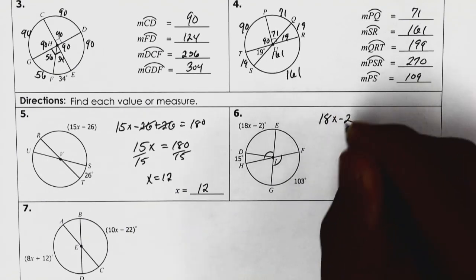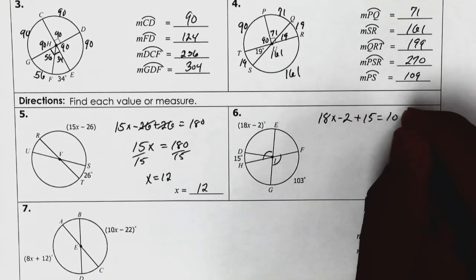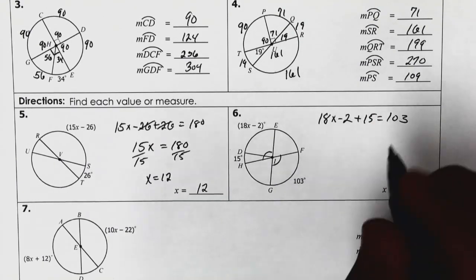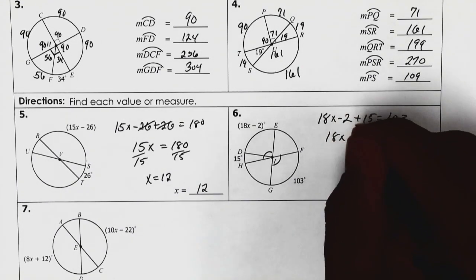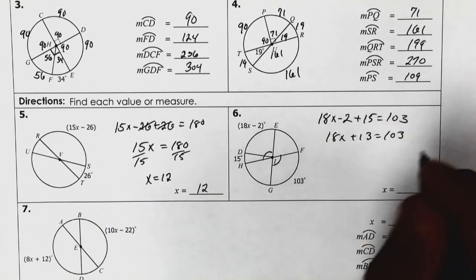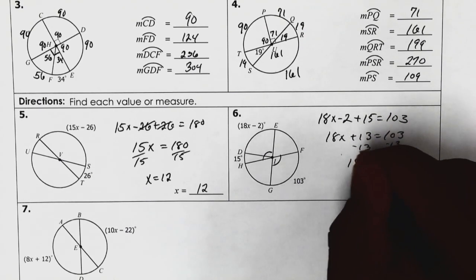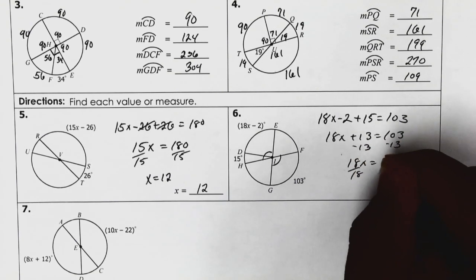So 18x minus 2 plus that 15 equals this 103. Combine negative 2 plus 15, that's 13, so 18x plus 13 equals 103. Subtract 13, so 18x equals 90, divided by 18, x is 5.